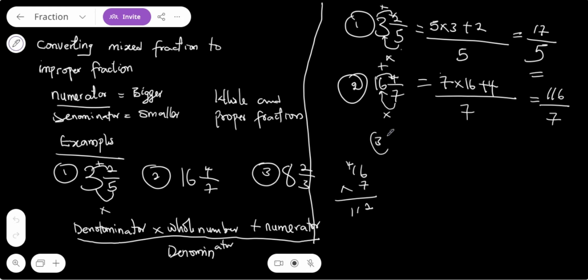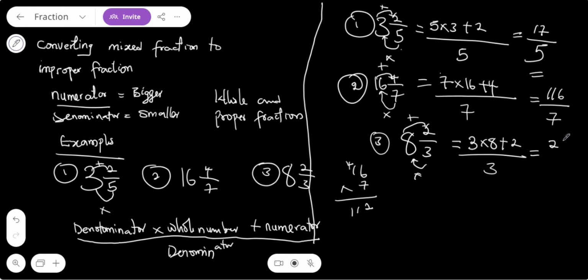Last example, number 3, we have 8 whole number 2 over 3. Same thing, denominator multiplies whole number, add it to numerator, and then that will be our answer. That gives us 3 times 8 and then plus 2 over same denominator, which is 3. 3 times 8 is 24. 24 plus 2 is 26 over the denominator is 3. So clearly, this is an improper fraction.